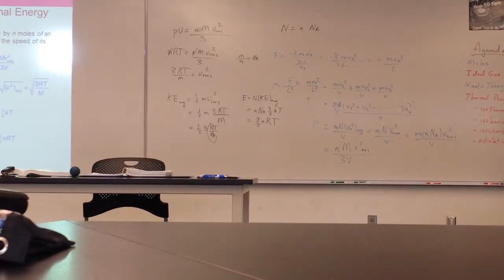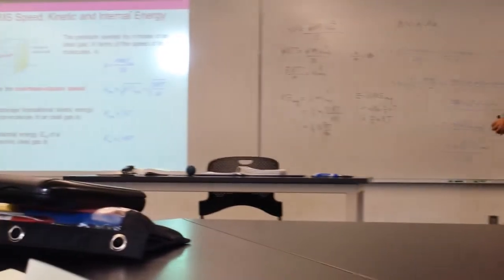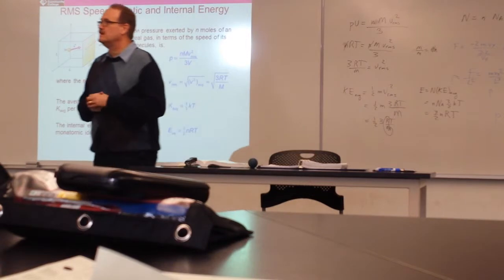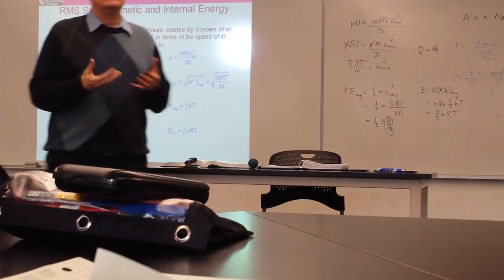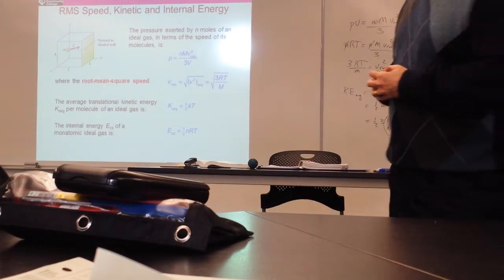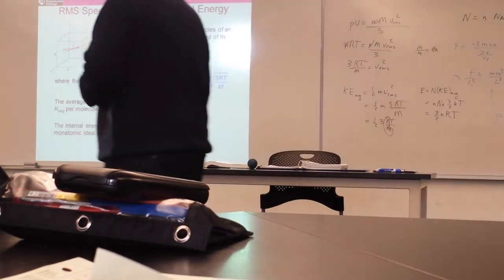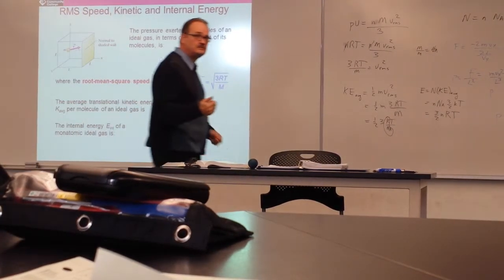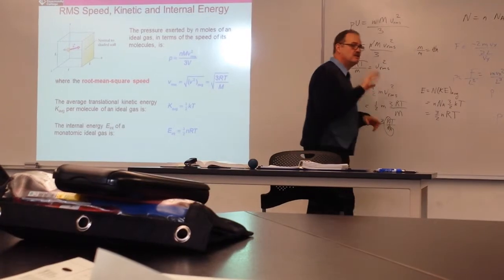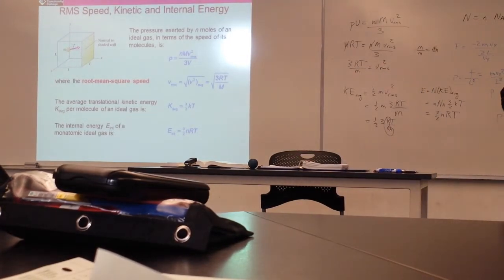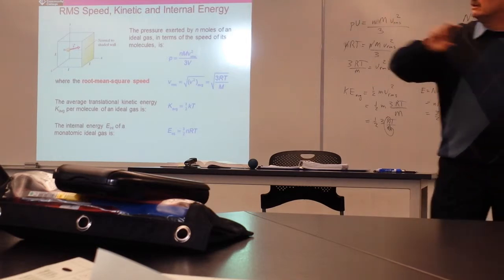So for a monatomic gas, the internal energy, all the energy in that container, is 3/2 times the number of moles in the container times R times the temperature. I increase the temperature, I increase the energy. Decrease the temperature, decrease the energy. Now this is for a monatomic gas. Why am I stressing that? Because this is based only on the average kinetic energy, and that average kinetic energy was based on the average translational speed.